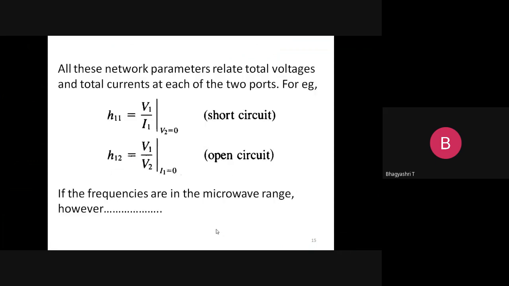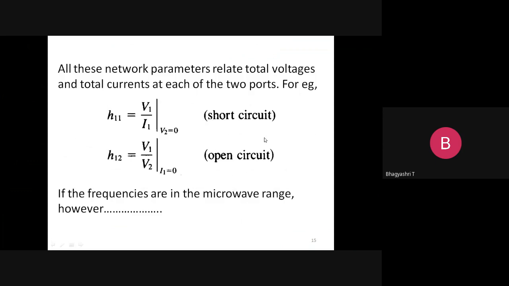Okay. So when we want to find these parameters, they are related to the total voltages and total currents at each of the two ports. For example, H11 is equal to V1 divided by I1 with V2 equal to 0, and H12 is equal to V1 divided by V2 with I1 equal to 0. So when we want to find H11, we make a short circuit, and when we want to find H12, we use an open circuit.